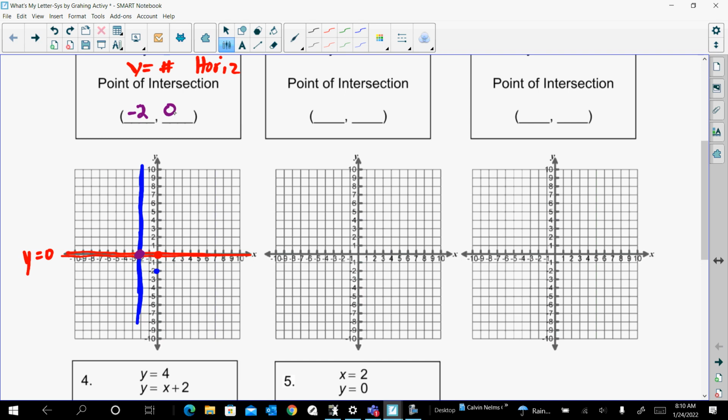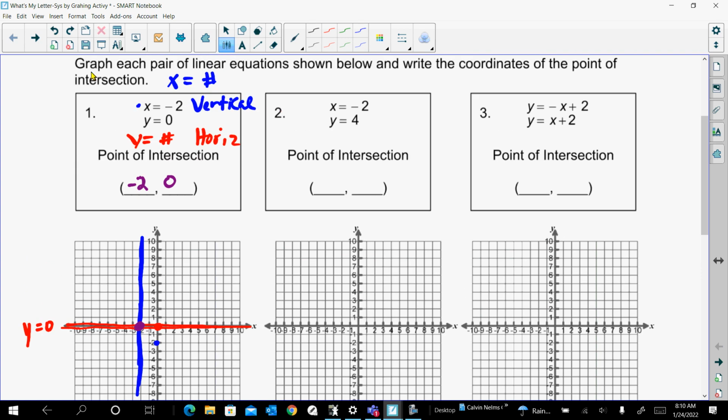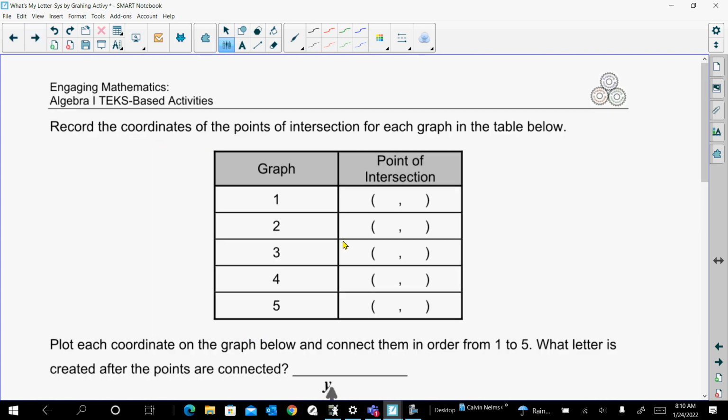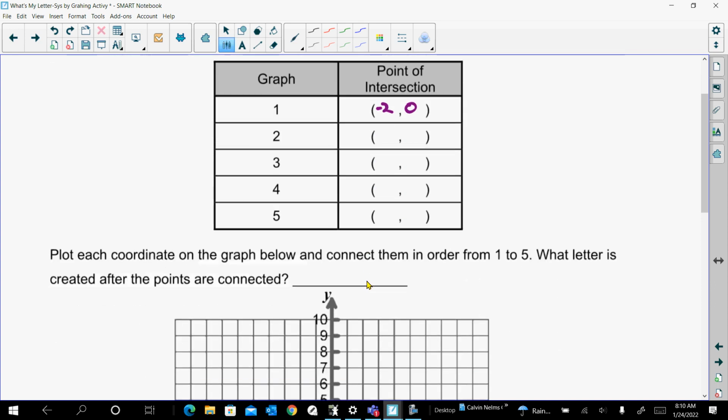So you're going to find the point of intersection for the 5 graphs, right? Then on the back, right here, graph 1, what was the point of intersection? This was -2, 0. Then you put in your point of intersection for graph 2, 3, 4, and 5, and then you're going to connect them. Plot each point on the graph below and connect them in order.